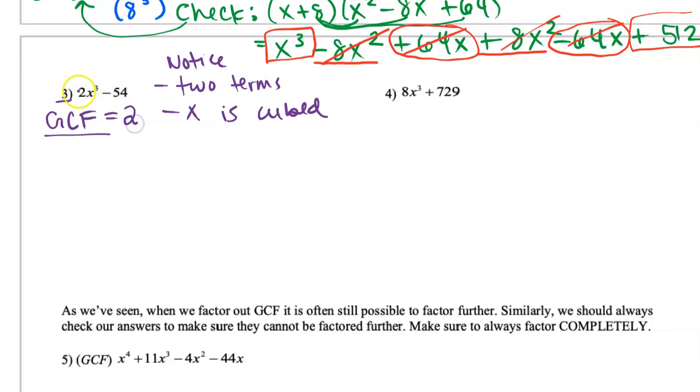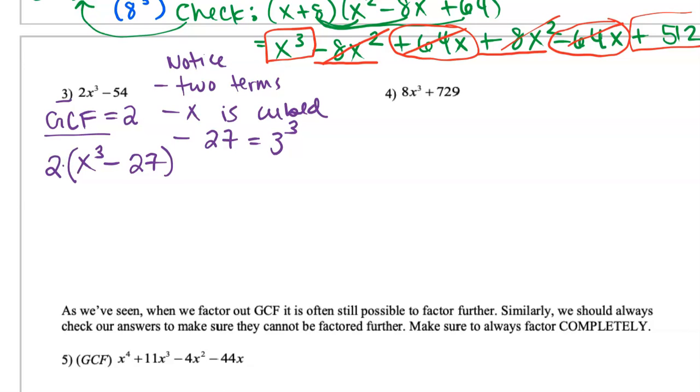I notice I can divide both of these numbers by 2. So I'm going to factor out a GCF of 2. And when I do that, I'm left with just x cubed minus 27, right? 54 divided by 2 would be 27. So now notice 27 is 3 cubed, right? And x is cubed. Just keep in mind I'd have to have this factor of 2 outside of my final answer as well.